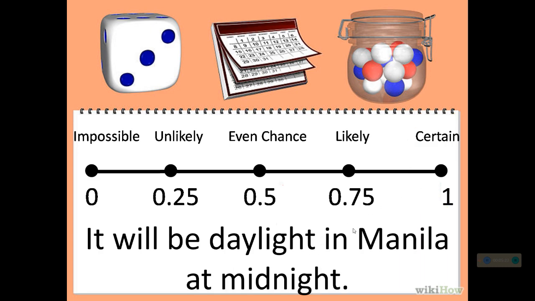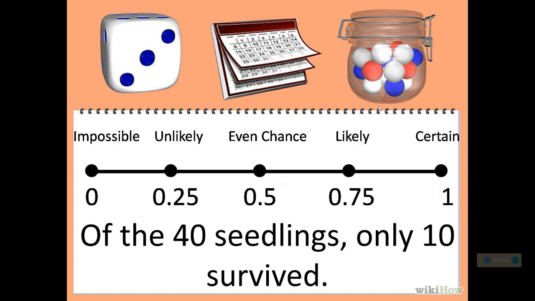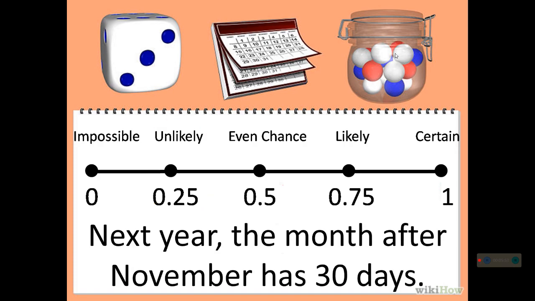Next, it will be daylight in Manila at midnight. Obviously, your answer here is 0 or impossible. Next, the day before Monday is Sunday. Your answer, certain, is correct. Of the 40 siblings, only 10 survived. So your answer is unlikely. You have 10 over 40 or 1/4, which is 0.25. Next, the month after November has 30 days. That's correct. We have December has 30 days.